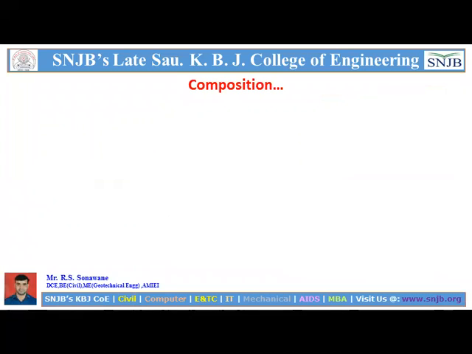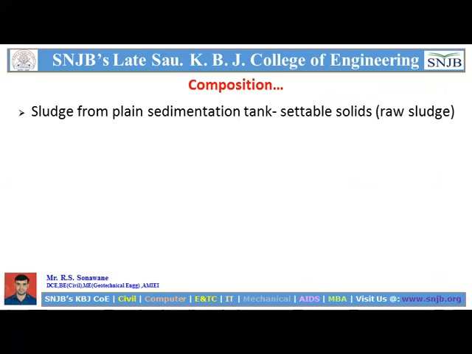Now we will see the composition of the sludge, which is very important. First, sludge from the plain sedimentation tank. You know that many times we've seen a flow chart of the wastewater treatment plant, in which there is the plain sedimentation tank. The sludge from that plain sedimentation tank will be the settleable solids or raw sludge. Is that clear? It is the settleable solids or the raw sludge.